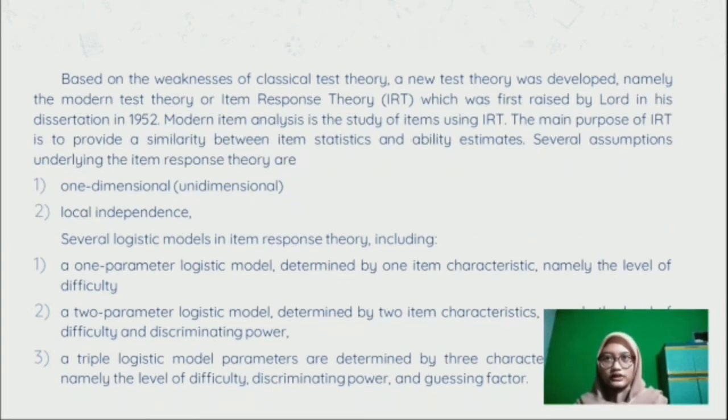There are several logistic models in item response theory, including, first, a one-parameter logistic model, determined by one item characteristic, namely the level of difficulty. Second is a two-parameter logistic model, determined by two item characteristics, that is level of difficulty and discriminating power. And third is a three-parameter logistic model, determined by three characteristics, that is level of difficulty, discriminating power, and guessing factor.